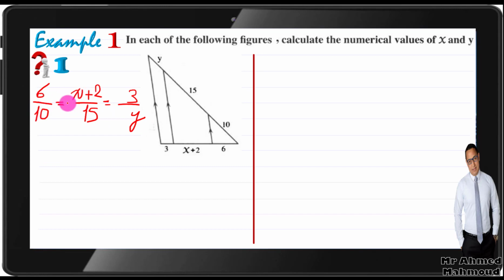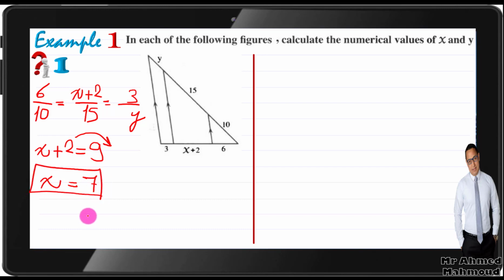X plus 2 equals 6 times 15 over 10, and 6 times 15 over 10 equals 9. I'm going to send plus 2 to the right side as minus, so X equals 9 minus 2 equals 7. This is the value of X. Now Y: 3 over Y equals 6 over 10, so Y equals 3 times 10 over 6, which is 30 over 6, equals 5. So this is the value of Y.